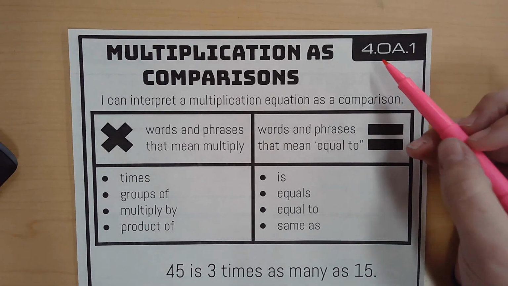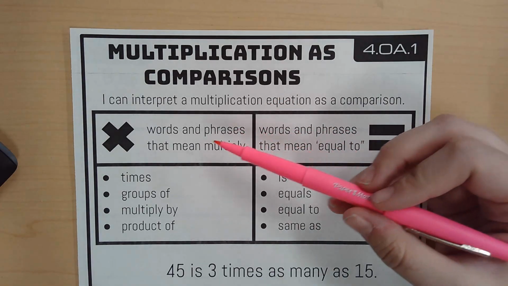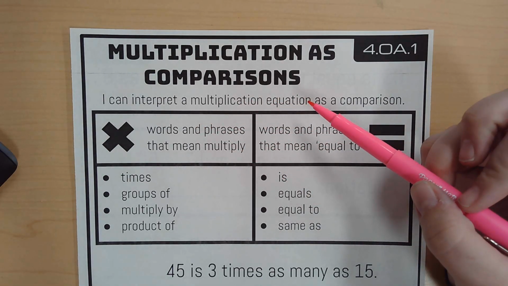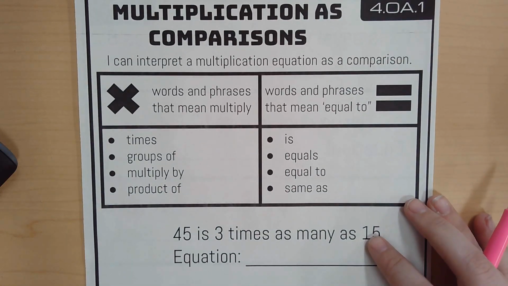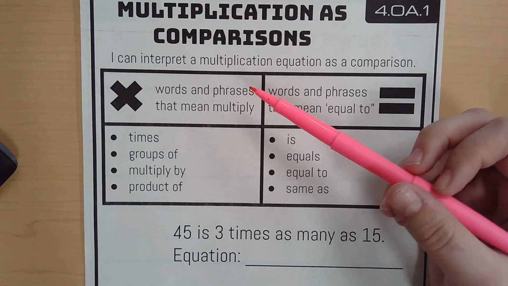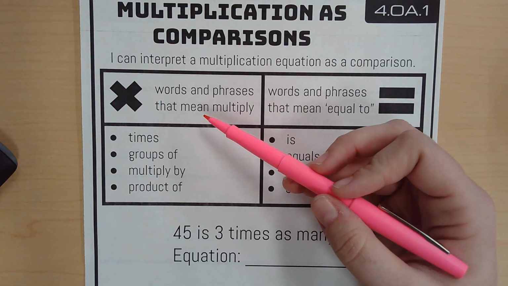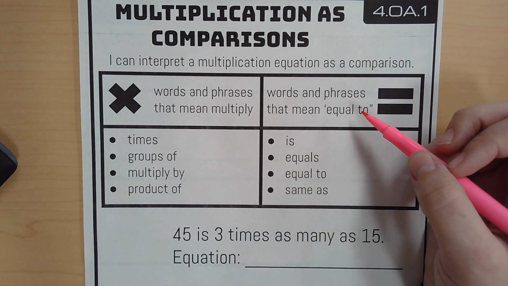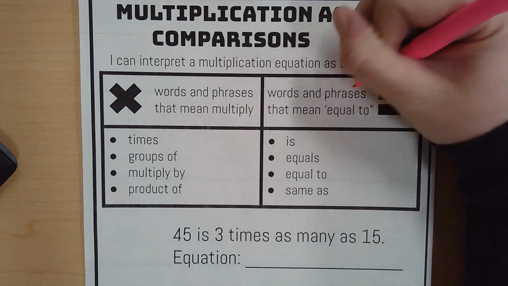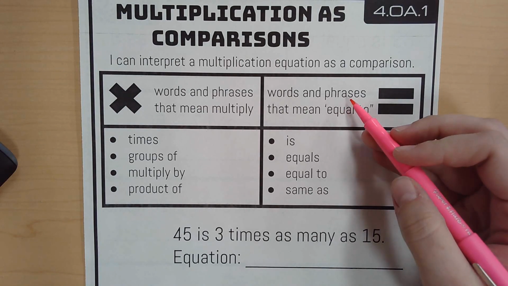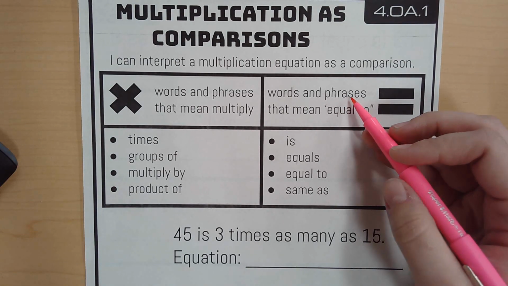For this lesson, for standard 4.OA.1, we are working on interpreting a multiplication equation as a comparison. These sometimes can really confuse students, so you want to make sure you understand what words and phrases mean multiply and what words and phrases mean equal to. And in case you don't know, a phrase is just a group of words that aren't a complete sentence. So let's take a look.